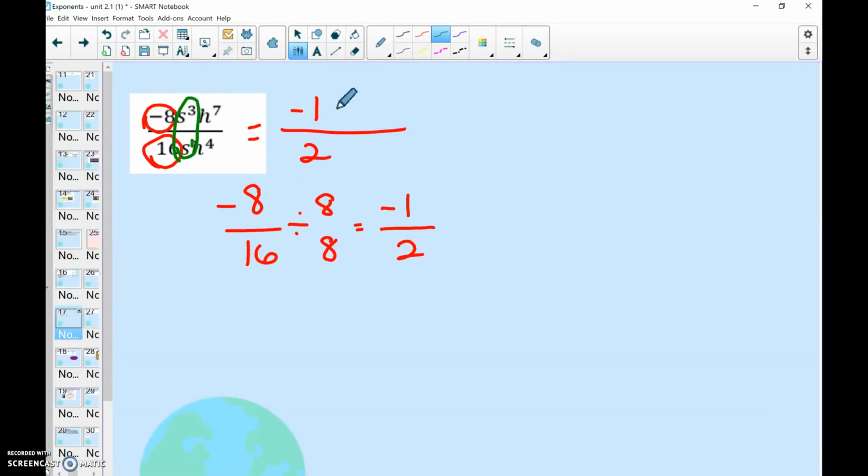There's more in the top, so my answer, s squared, or s to the 2nd power, has to go up there. Now you can also take a look at the h's as well. Or you should take a look at the h's. There's more on top, so I know my answer has to go there. 7 minus 4 is 3. So my final answer is negative 1 over 2, s squared, h squared, or h to the 3rd power.